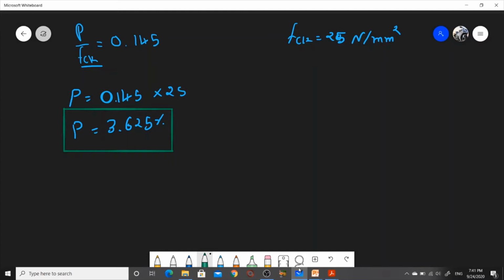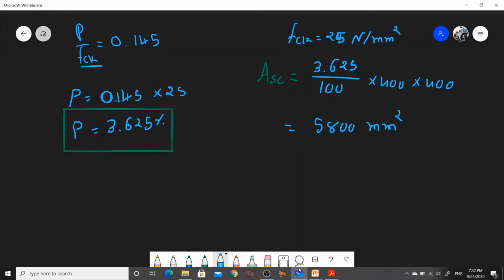Now we can find out Asc, the area of steel in compression. What is the equation? p divided by 100 into b into D. The value is 5800 mm square.